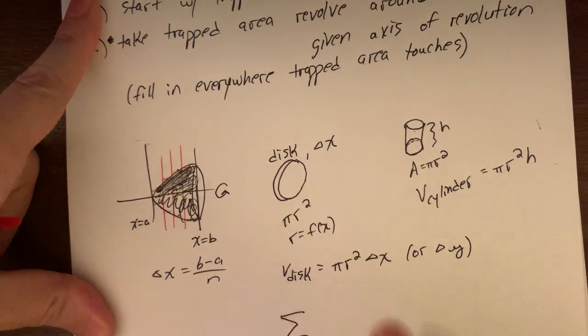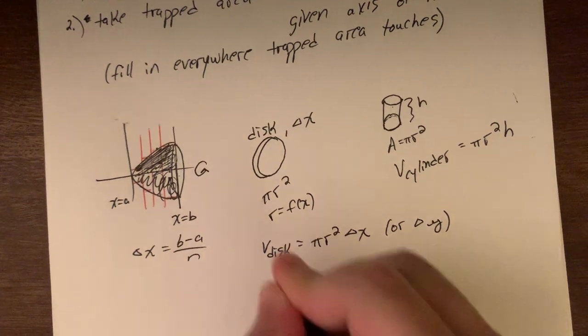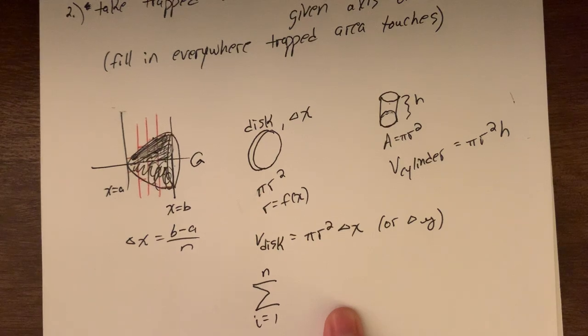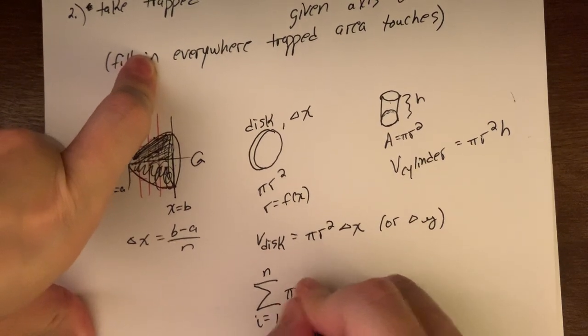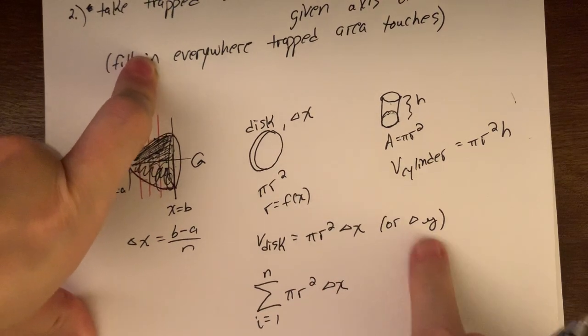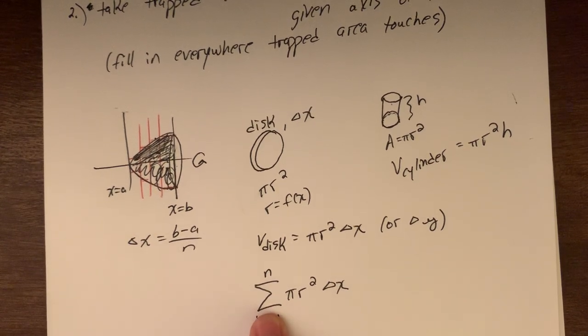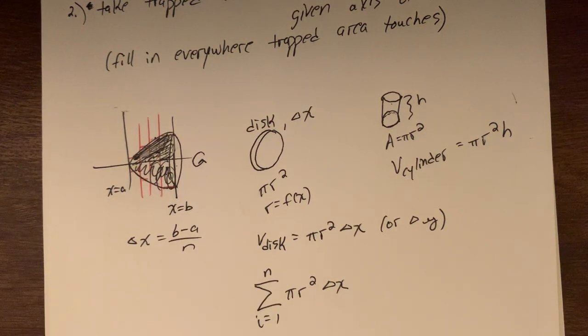So I'm back to a summation. i is the disc I'm on. n is going to be the number of discs that I cut. I'm getting pi r squared times delta x, or again, delta y. So this is the volume for each disc. Add all those discs together, and that gives me an approximate, but we're not going to bother with left sums, right sums, and over and under approximates here. We're going to jump right to the final piece.